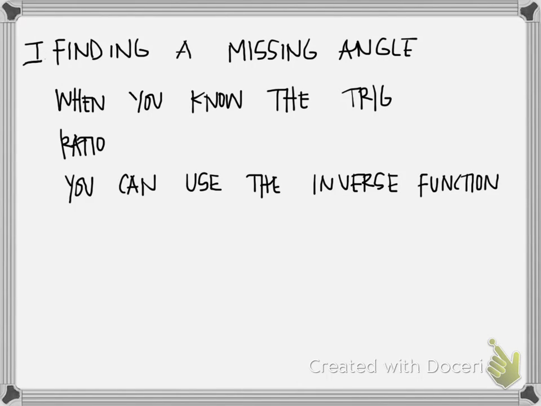Good morning. So today we're going to talk about finding the missing angle in a trig ratio. If we know our trig ratio, and what that means is that we know what the sine ratio is, what the cosine ratio is, and/or what the tangent ratio is, then we will be able to find the missing angle of that trig ratio. I can do that by using the inverse function.